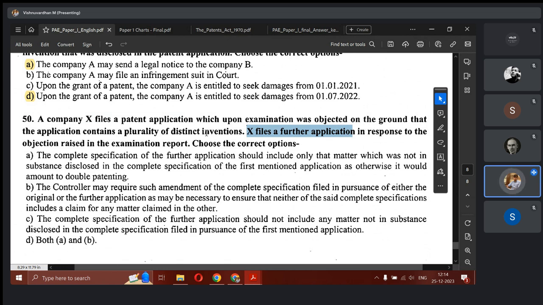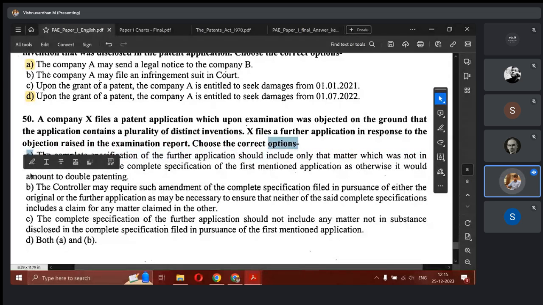So I file a patent application with a camera. Cool. Now I'm filing a further application with this thermal sensor. Cool. So choose the correct options. The complete specification of the further applications, the one with this thermal sensor, should include only that matter which was not in substance disclosed in the complete specification of the first mentioned application, as otherwise it would amount to double patenting. This is spot on.